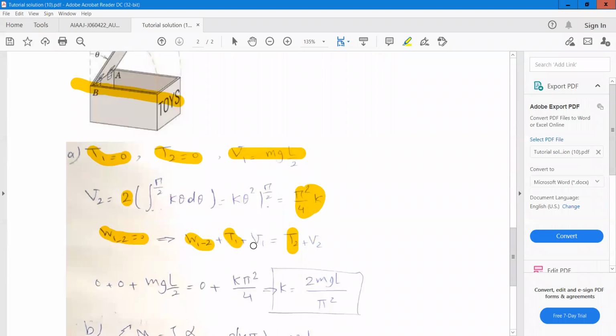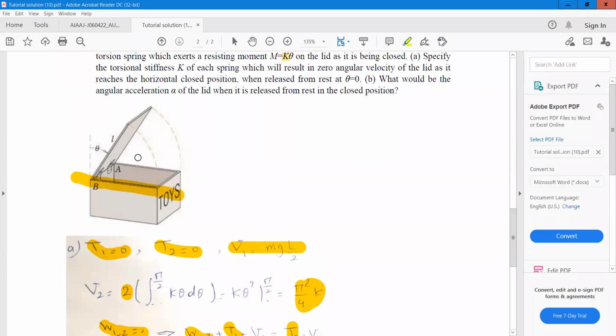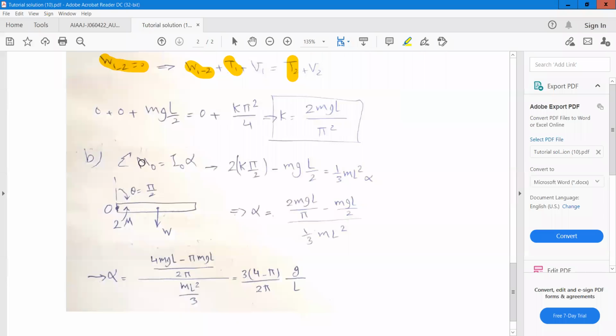Now in part B, we want to imagine that we release the door with the same spring with this stiffness. We release the door from the position of theta equal to 90 degrees. We want to calculate the angular acceleration of the door exactly the instant after releasing the door. So for this purpose, we can write the moment equation about point O.